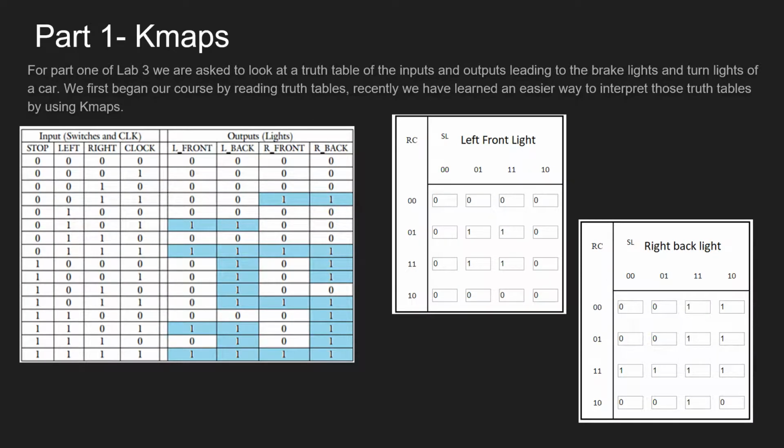In this lab, we were given the truth table for the lights on a car. From this truth table, we can derive the Boolean equation and reduce that Boolean equation for each of those lights using K-maps. We need 4 different K-maps for each of the different lights. Shown here are 2 examples of those K-maps. One is for the left front light and one is for the right back light.